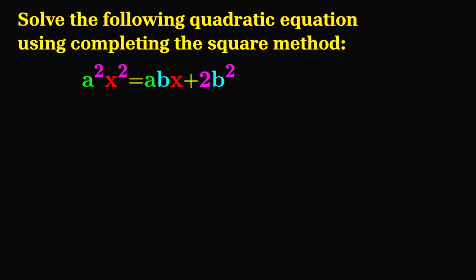Let us look at this nice question. Solve the following quadratic equation using completing the square method. So we have a squared x squared is equal to abx plus 2b squared.